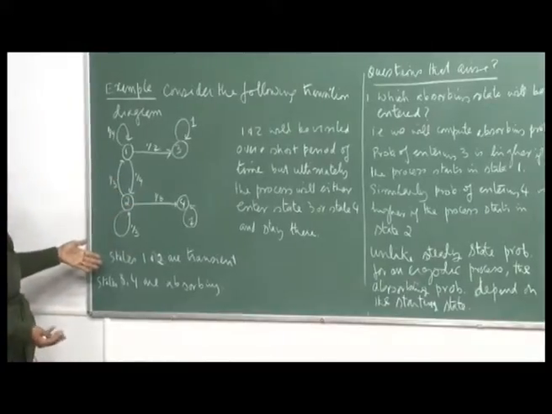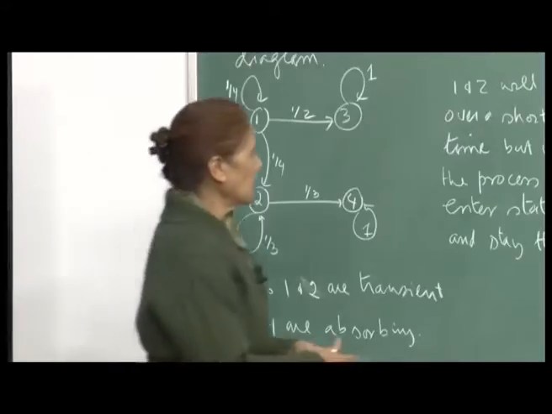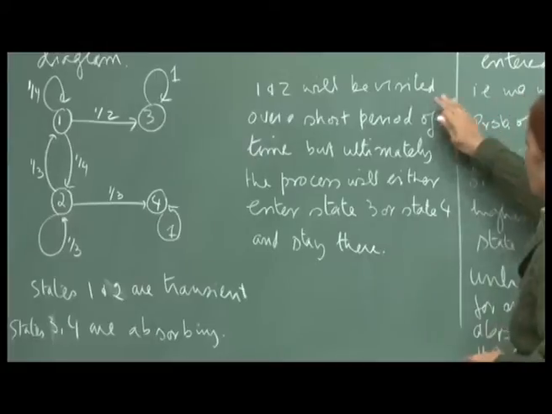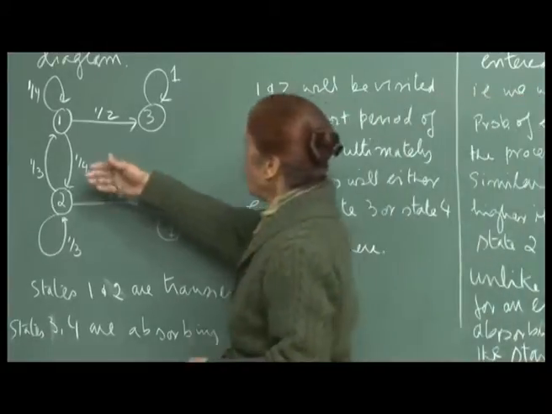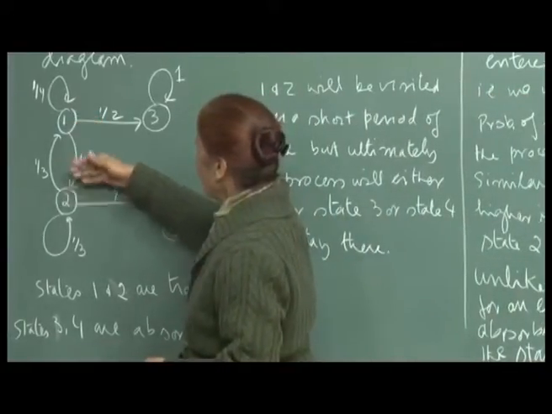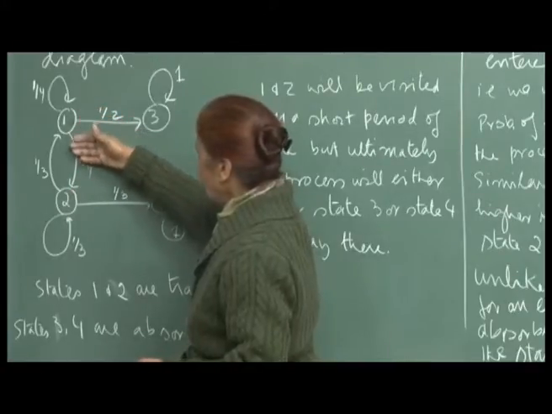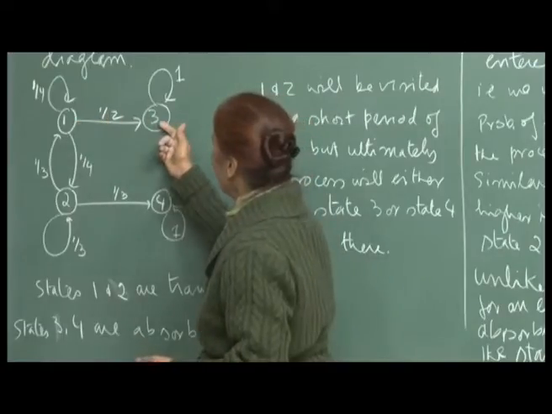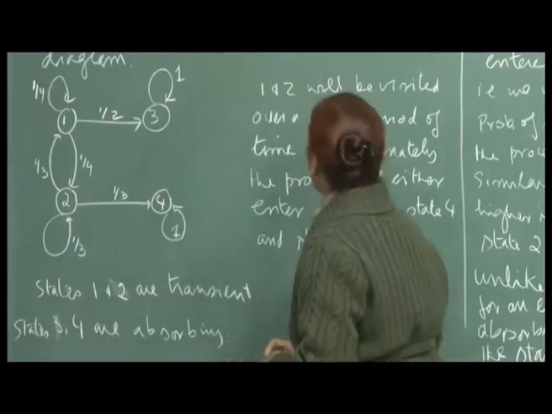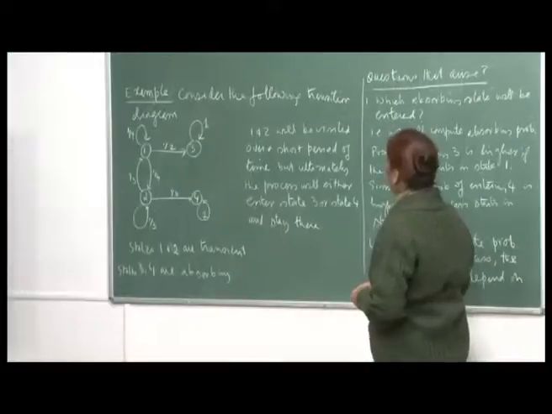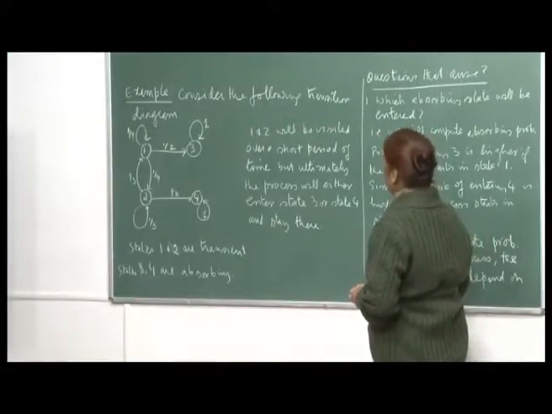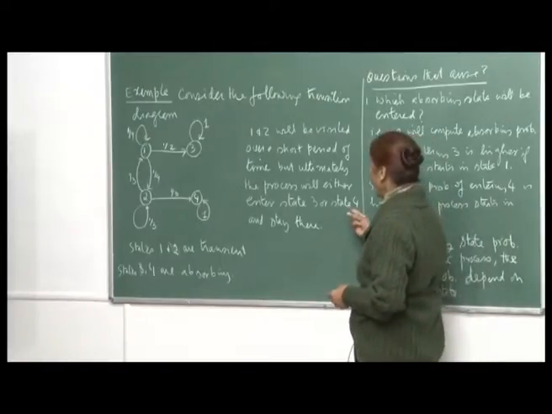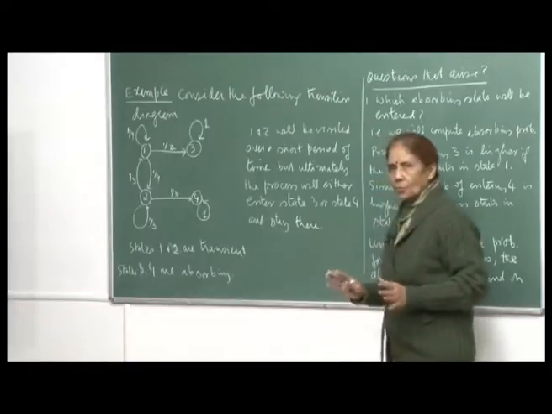Over a short period 1 and 2 will be visited, because they are transient. For a while the process may go from 1 to 1 itself, or from 1 to 2, then 2 to 1, that may go on for a while, or 2 to 2, but the moment the process transitions to either 3 or 4, it stops. So over a short period of time 1 and 2 will be visited, but ultimately the process will either enter state 3 or 4 and then stay there. So the process will end.